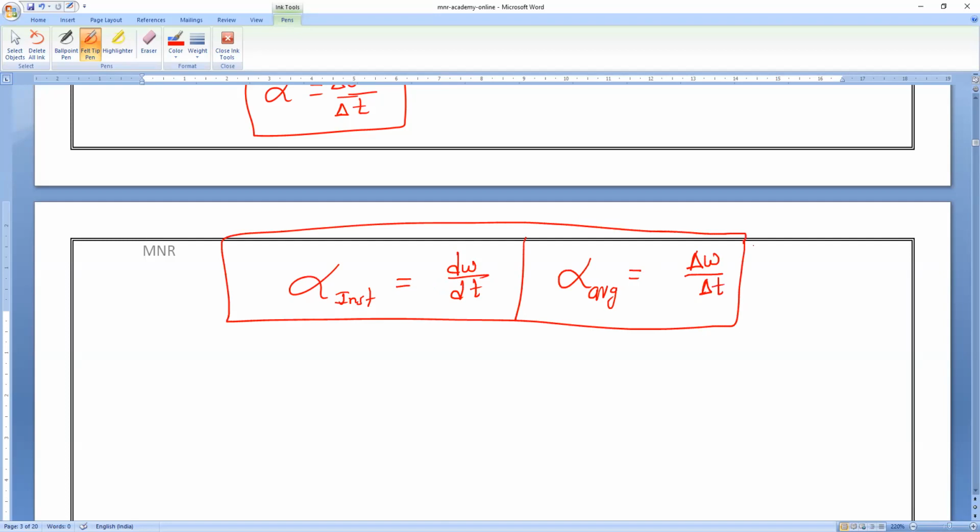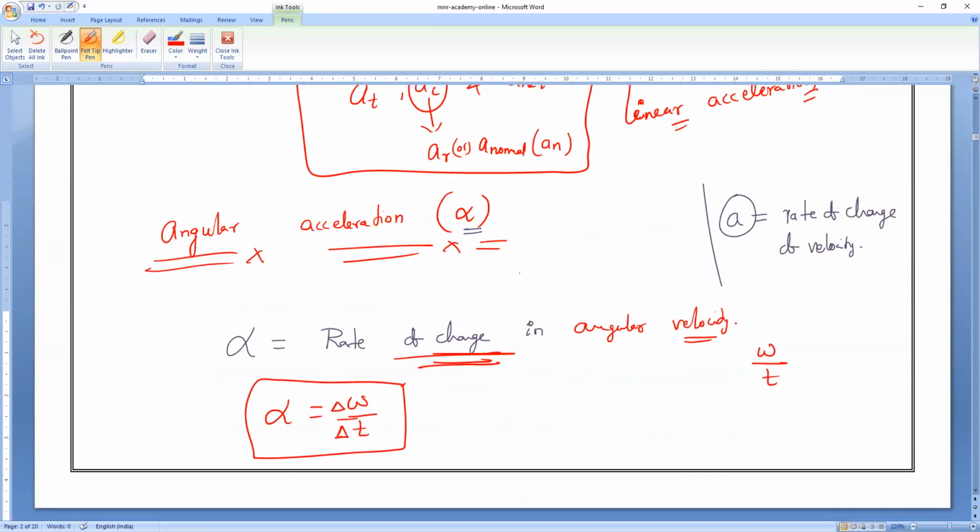Any doubt, please let me know. Are you clear, all of you? Yes, sir. Of course, we'll prove it also. Proof also we will do. So any doubt, you can ask me. So this is angular acceleration.